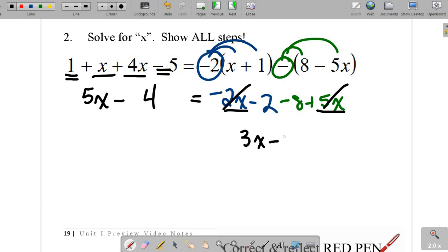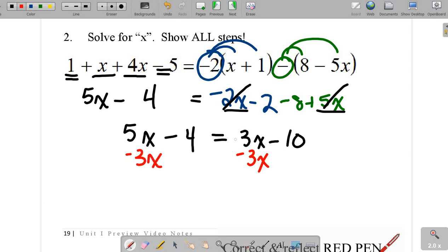And that's going to be negative 10 equals 5x minus 4. Collect before you cancel. We've collected. Now we can cancel. We're going to go minus 3x, minus 3x. That cancels. This becomes 2x. We're going to go plus 4, plus 4. That cancels. Equals negative 10 plus 4.